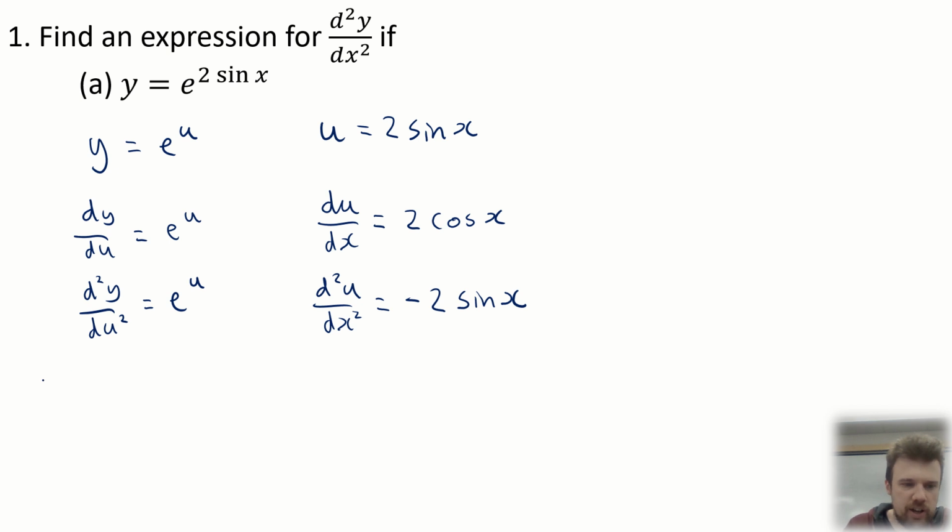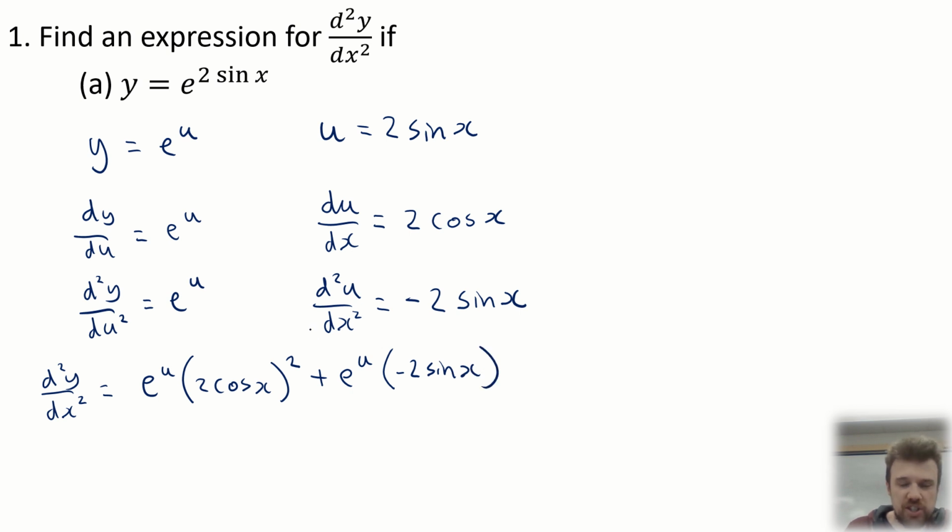We can now find what d2y over dx squared is. So according to the formula, that's d squared y over du squared, which is our e to the u, times by our du dx all squared. So that's 2 cos x all squared. And then we're adding on dy du, which is e to the u as well, times by d squared u over dx squared, which is our minus 2 sine x.